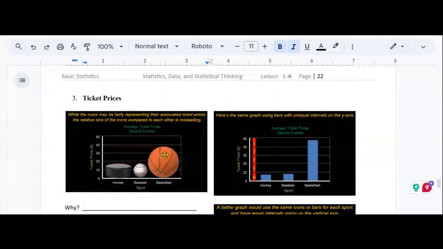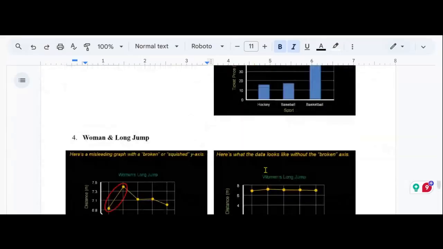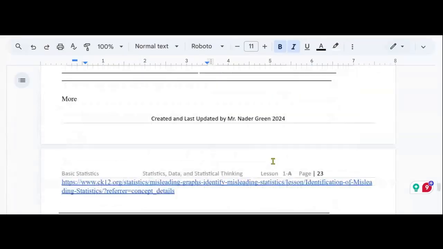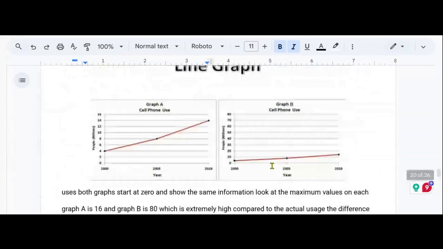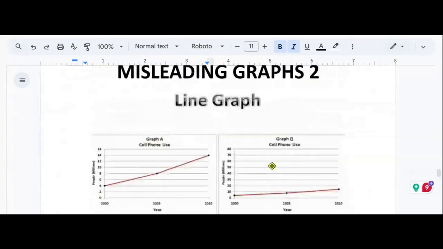Look at this, write the answer. This one too, this one and this one. All of these are misleading graphs. They can fool you with graphs. But if you graduate from BMU, you will not be fooled. You will be smart. So identify misleading graphs. Hopefully.